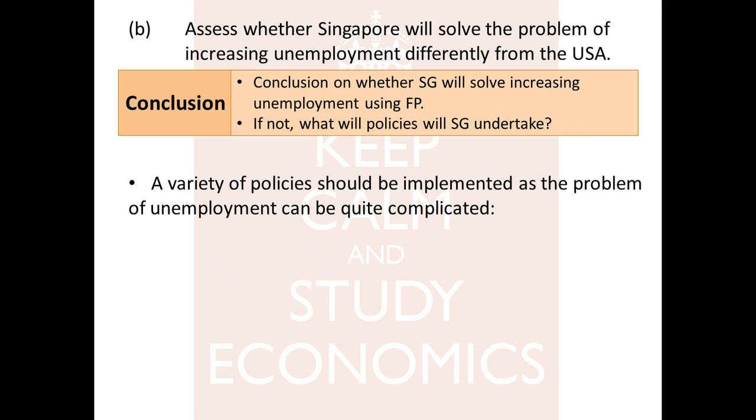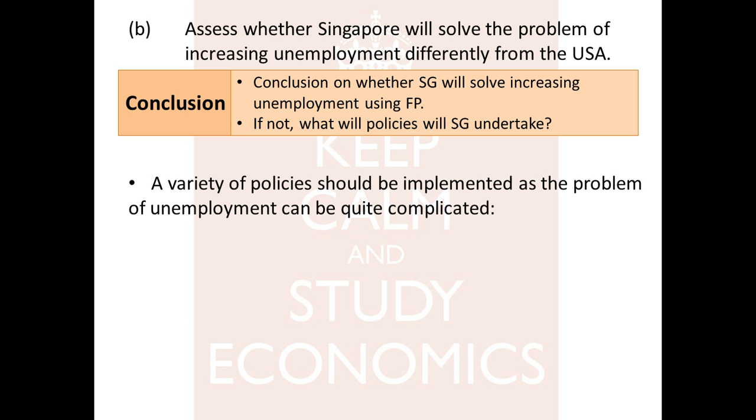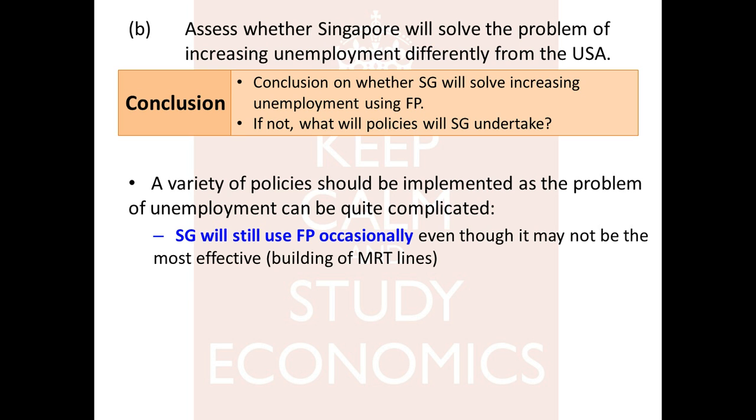What do we have to say? Okay, so let us just conclude. What are some of the things that we might want to talk about in the conclusion is that we need to have a variety of policies to solve the problem of unemployment. Okay, as you can see, the problem of unemployment can be quite complicated with the different types of unemployment at play at the same time. So we need to have a variety of policies to solve the problem. Okay, and let's acknowledge this.